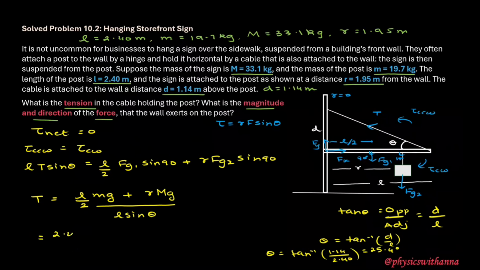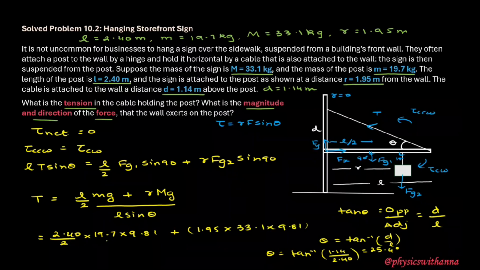L is 2.40 by 2. Mass of the post is 19.7. g is 9.81, plus R is 1.95. Capital M is 33.1, g 9.81, over L sine theta. L again 2.40 times sine of the angle 25.4. And when you solve this, you get tension T in the cable to be equal to 840.35 Newton.